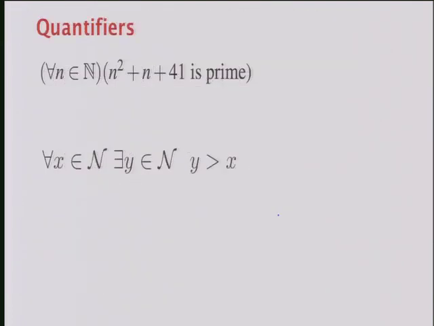So now let's move on to talking about quantifiers. Often we'll want to make statements about every natural number, or every integer, or every person in the world, things like that. Or there exists an integer. And so we might have statements like this. For example, for every natural number n, it's the case that n squared plus n plus 41 is prime.